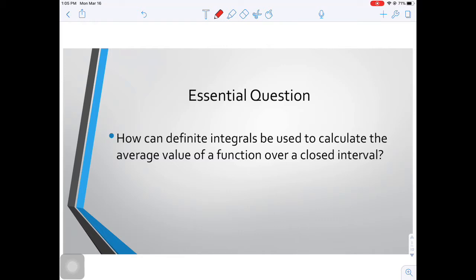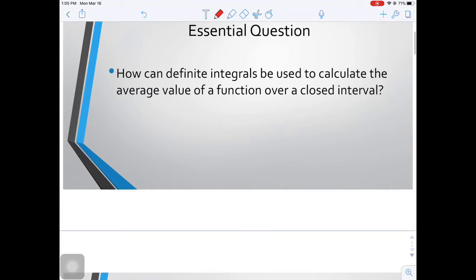So today we're going to be looking at this essential question. How can definite integrals be used to calculate the average value of a function over a closed interval? And by average value, we're referring to the average y value of a function.